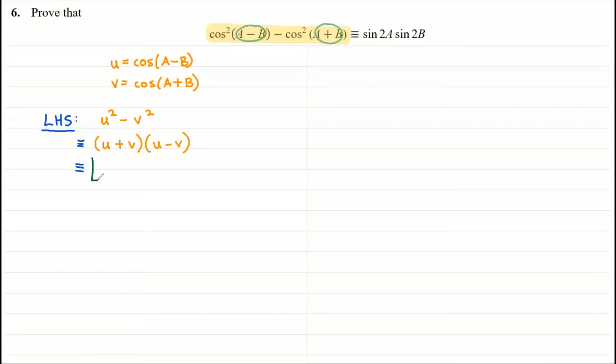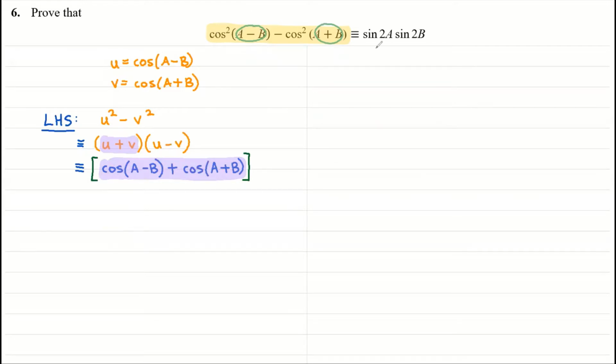So I'm going to use large square brackets here. And inside the square brackets, we're going to have the cosine of a subtract b and then we're going to add the cosine of a plus b, which are u and v respectively. Okay, and that's just the first bracket. So just to be really clear, everything in here represents everything here, just u plus v. Okay, so I'm now going to multiply that by u subtract v.